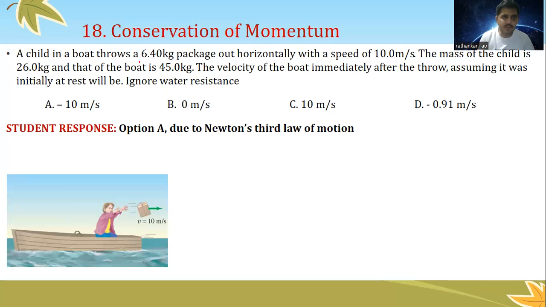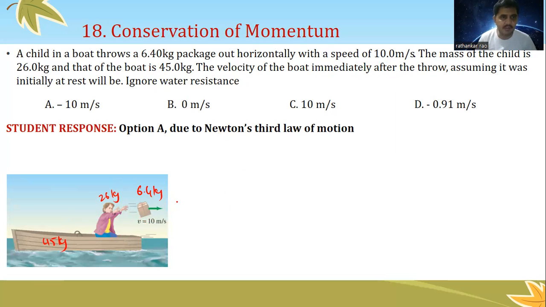A child in a boat throws a 6.4 kg package out horizontally with a speed of 10 meters per second. See, there's a child here. She throws a mass of 6.4 kgs like this. The mass of the child is 26 kgs, and that of the boat is 45 kgs. Okay. The question asks for the velocity of the boat immediately after the throw.